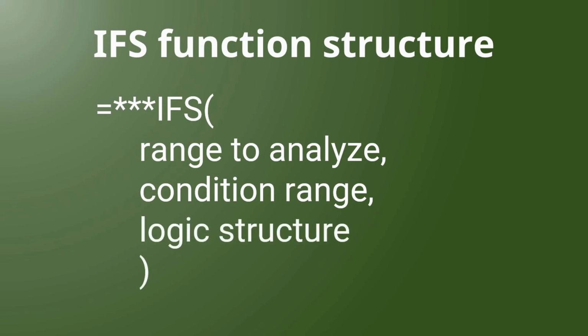We are taking the value from the range to analyze, then checking if the respective value in the conditional range fits the logical structure, and then we take this item from the range to analyze into our calculations. Together, the conditional range and logical structure create a criteria. The function can accept more than one criteria, so we need to consider that our function needs to accept one, two, or more items that we are going to use as conditions.